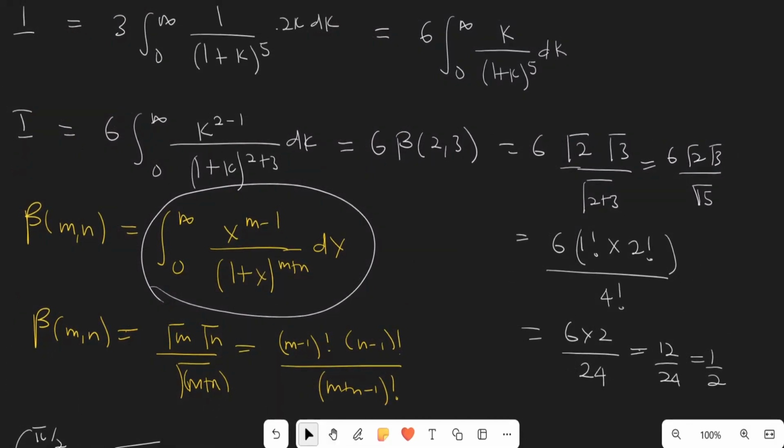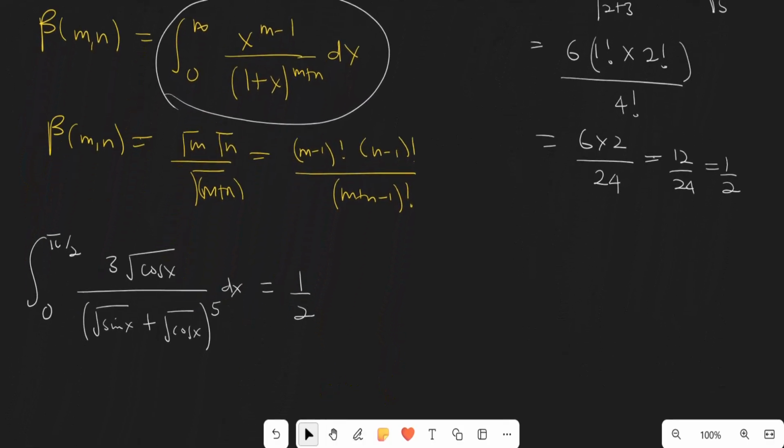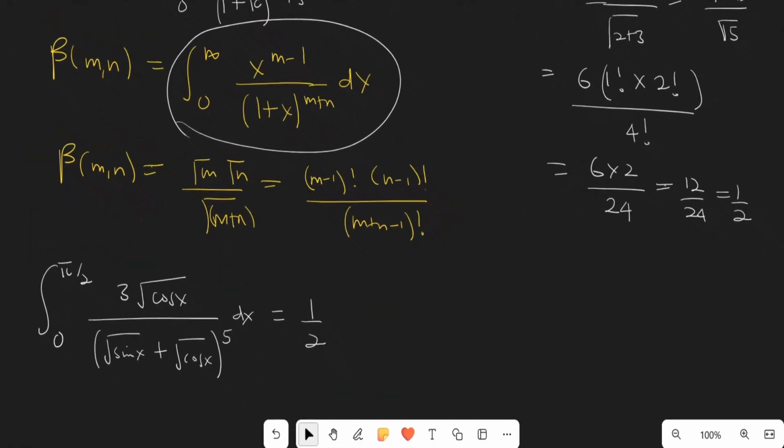If you remember, when you have an integral that looks like this, you can write it to resemble the beta function, and use the gamma representation of the beta function to solve it quite nicely. So this is how it can be simplified, and the answer is half.